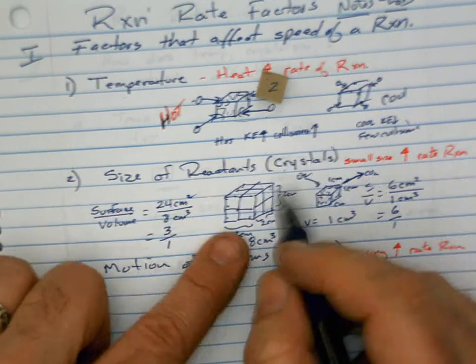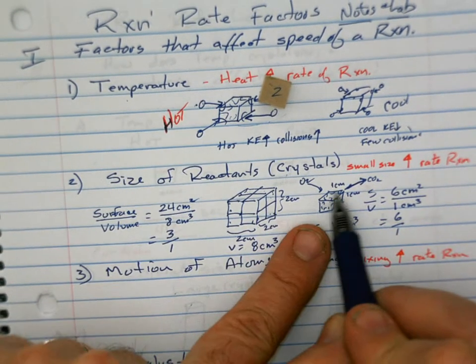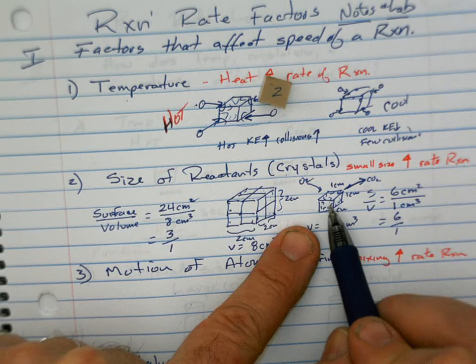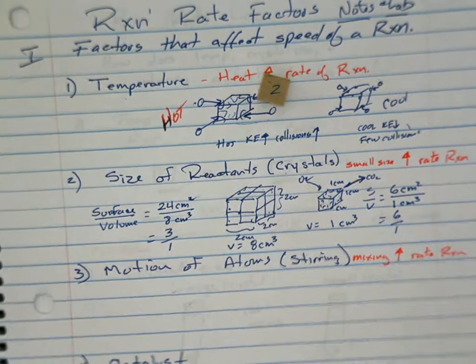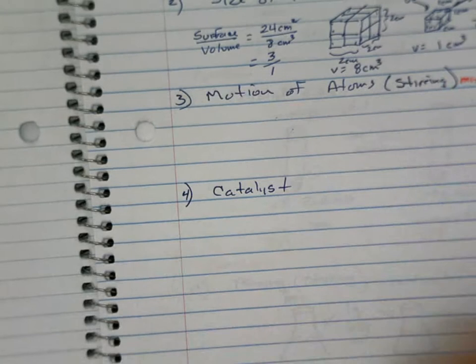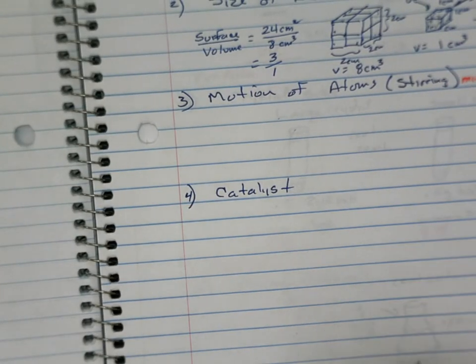So anyway, because this has such a high surface to volume ratio, there's more surface area to be dissolved. It'll dissolve quicker. Okay, lastly, the motion of atoms, stirring.